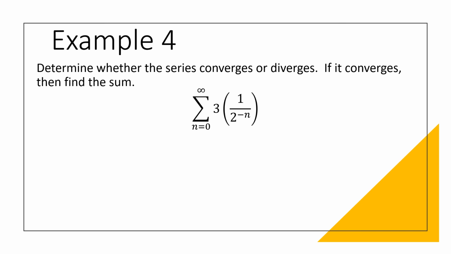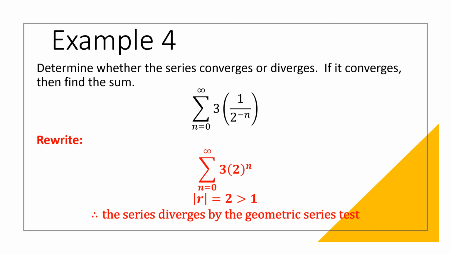Alright, so the next example says determine whether the series converges or diverges. If it converges, find the sum. So the first thing I'm going to do is rewrite it. So I have n equals 0 to infinity, 3 times 2 to the n. Here my r value is 2, which is greater than 1, which tells me that the series diverges by the geometric series test.